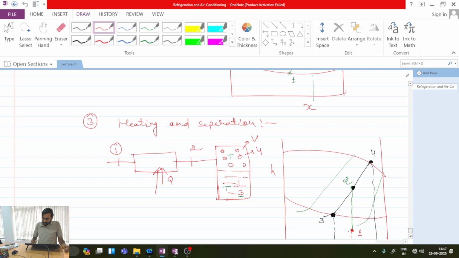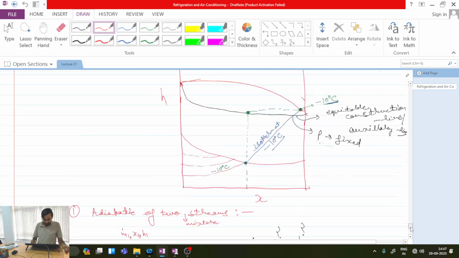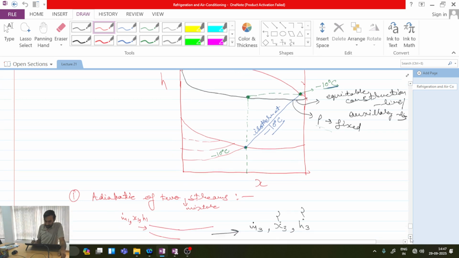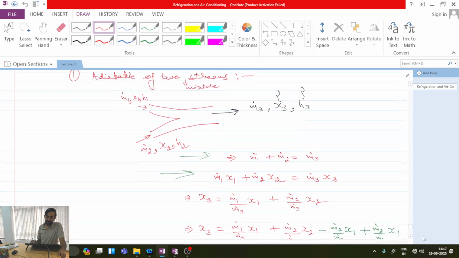Okay, so while discussing these type of systems, I explained to you about the enthalpy composition diagram, and we discussed three different processes. First process was adiabatic mixing of two streams. Okay, and the streams which we are considering, these are actually mixture streams. It means each inlet stream is having a mixture of water and ammonia, and these are having certain compositions x1 and x2, and the corresponding enthalpies were h1 and h2.